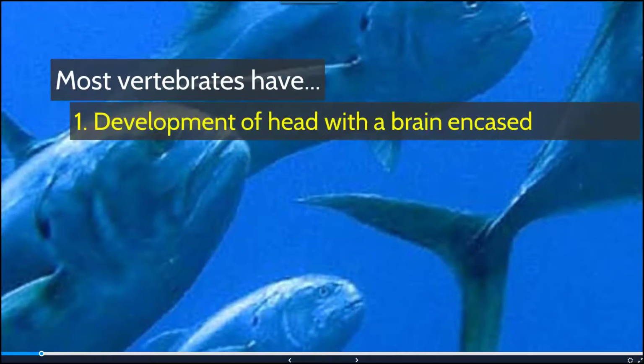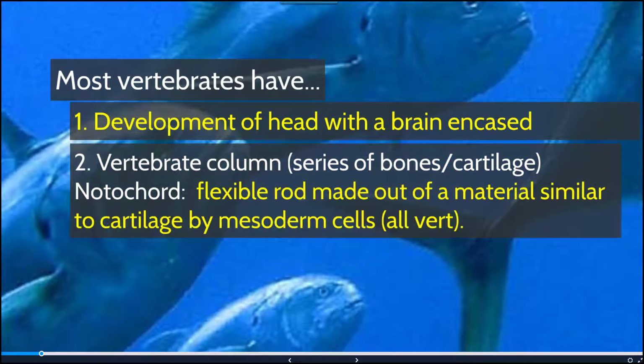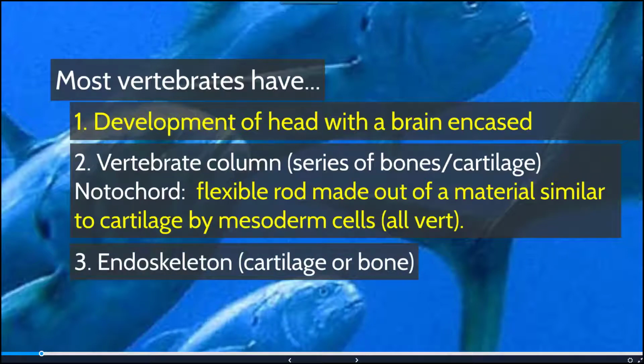Most vertebrates have the development of a head within a brain case. They have a vertebral column, which is a series of bones and cartilage. They also have, at some point in their life, a notochord, which is a flexible rod made out of material similar to cartilage formed by mesoderm cells. They also will have an endoskeleton, which is essentially a series of bones or cartilage that's going to create a framework internally.